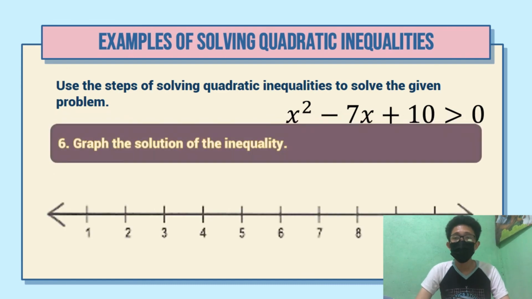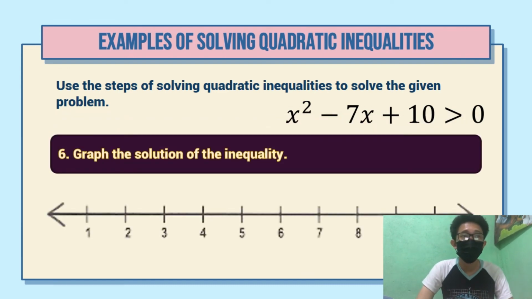Step 6, we're going to graph the solution of the inequality. Take note that we graph the solution for us to see the solution set later, so that we will not experience difficulty in writing the solution set of the inequality. So we have an open circle at 2 and 5, since 2 and 5 are not part of the solution set, since the inequality is only greater than, and not greater than or equal. So for 2 and 5, the critical numbers are not part of the solution set. So open circle for 2 and 5.